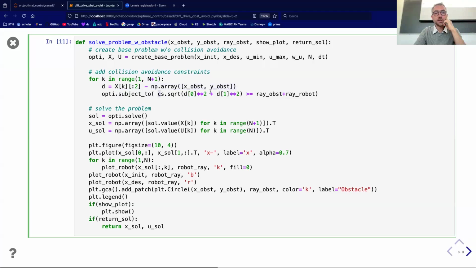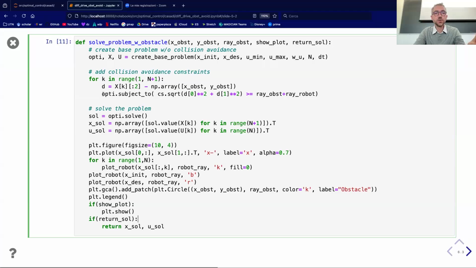And then I'm computing the distance, which is the square root of the first element of the distance vector to the power of 2 plus the second element of the distance vector to the power of 2. And I'm imposing that this should be greater than or equal to the radius of the obstacle plus the radius of the robot. That's the same equation that was written above. And then I just plot stuff. Nothing special.